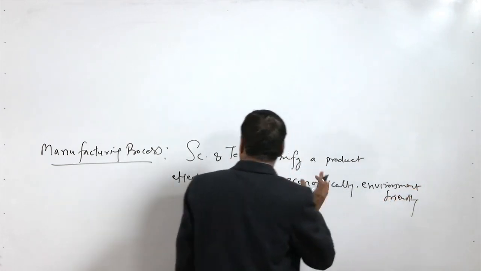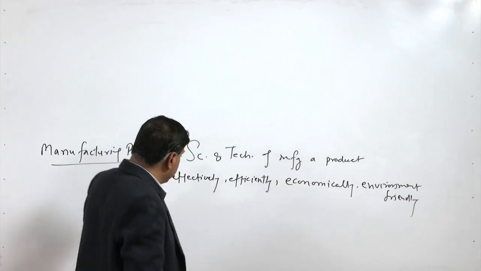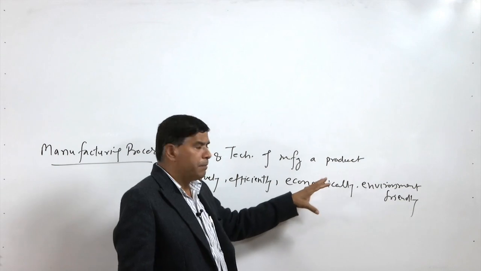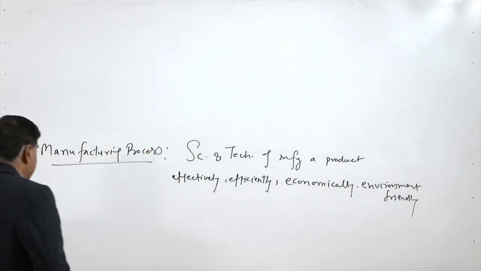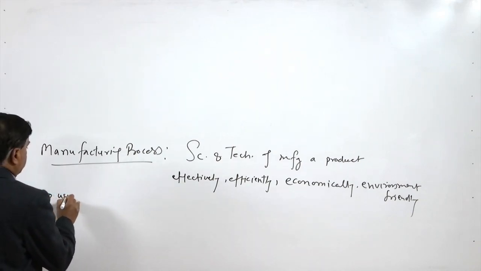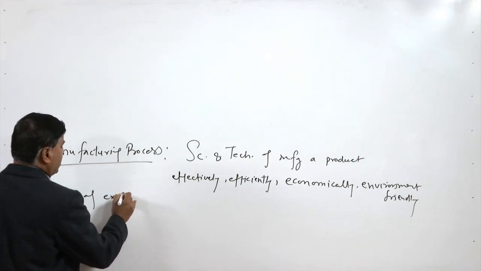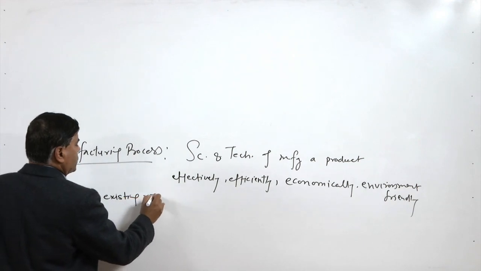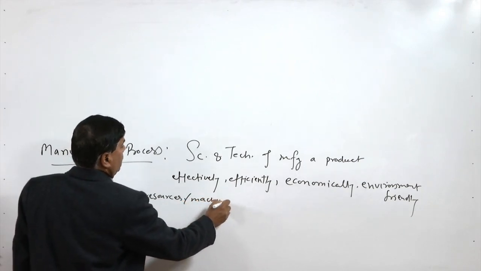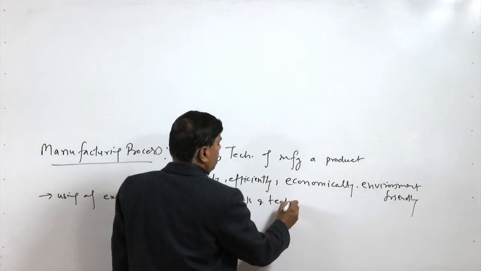So, whatever manufacturing process is there, it involves science and technology for manufacturing a product, so that it can be made effectively, efficiently, economically, and environment friendly. For this purpose, how is it achieved? One way is using the existing resources, machine tools and technology.